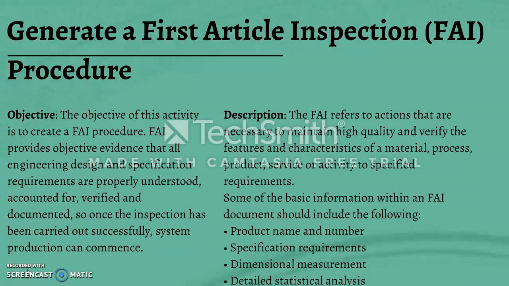Description. The first article inspection refers to actions that are necessary to maintain high quality and verify the features and characteristics of a material, process, product, service, or activity to specified requirements. Some of the basic information within the first article inspection document should include product name and number, specification requirements, dimensional measurements, detailed statistical analysis, design characteristics, and easy-to-read customer reports.